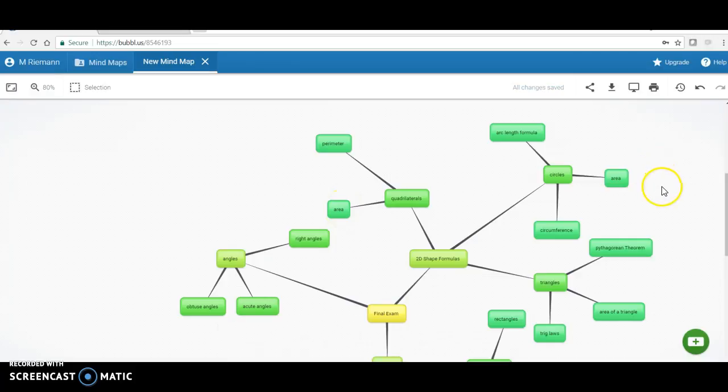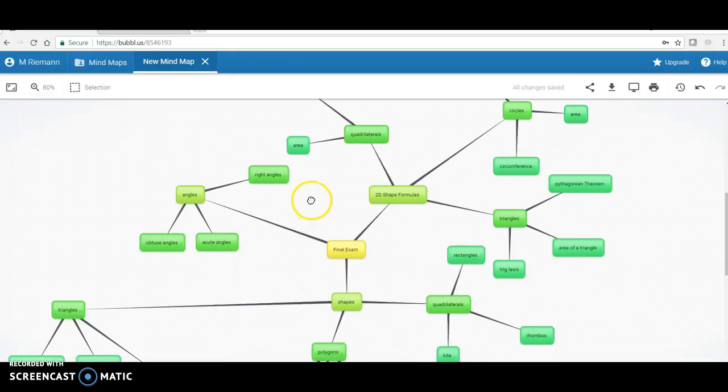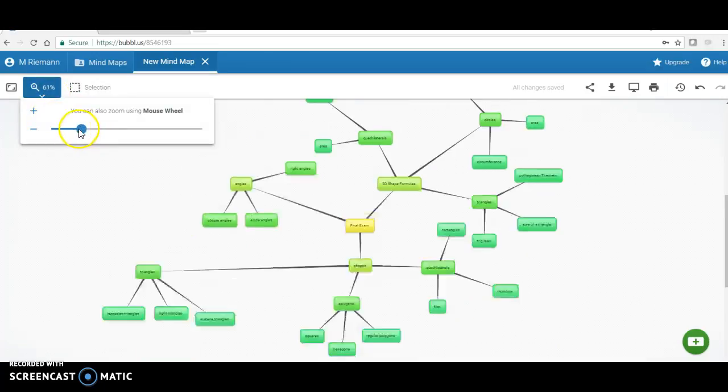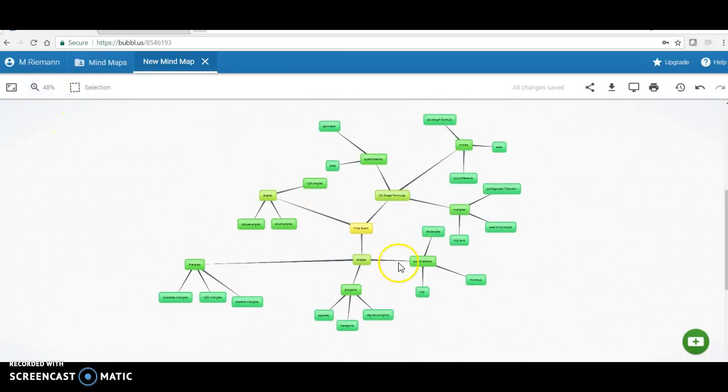So I want you guys to have your mind map. It doesn't have to be exactly shaped the way mine is. It could be shaped any way you want. As long as you have all of these bubbles, that is perfect, and I want you guys to fill it in and bring it into class this week, okay?